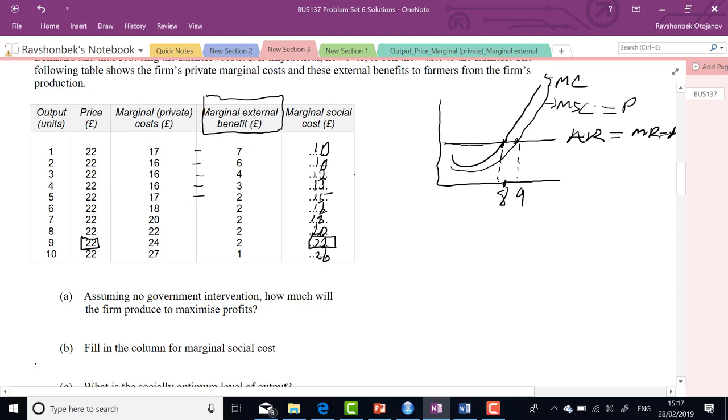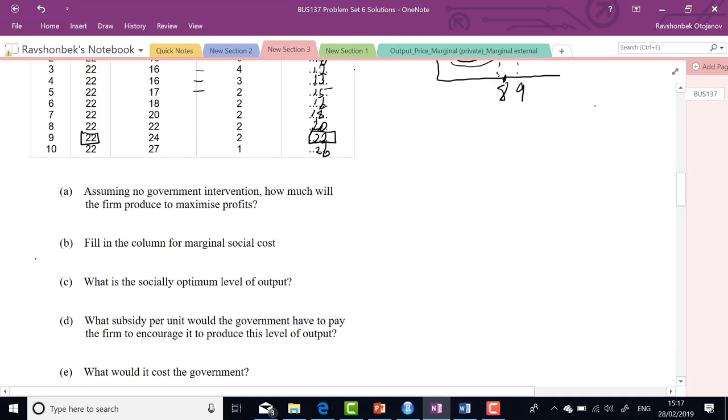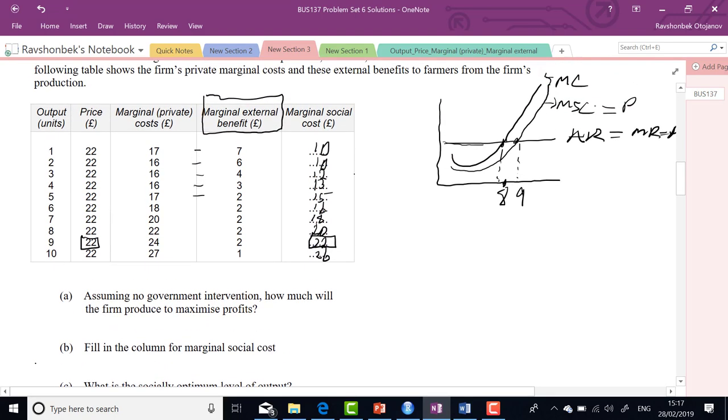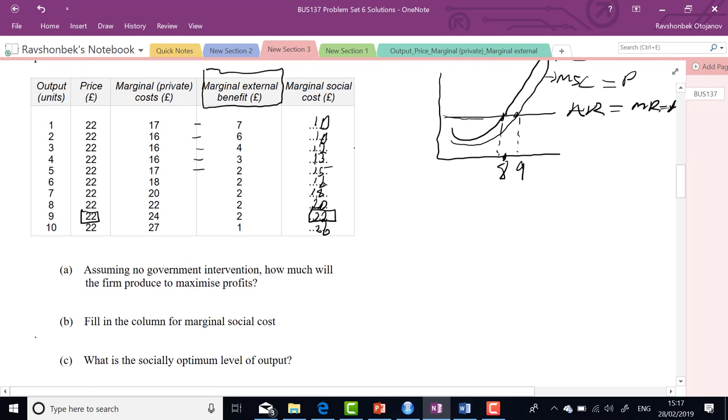Right. So next. What subsidy per unit would the government have to pay the firm to encourage it to produce this level of output? What's the subsidy to keep the production at 9 units, to encourage him to do that? £2. £2? That's correct, yeah. You internalize it by providing subsidy so that the quantities are higher. Keep the quantity higher because it's beneficial for the society. By subsidizing means you're encouraging to produce more. If that is external cost, you take away, you impose tax. Impose tax equal to the amount of the cost.